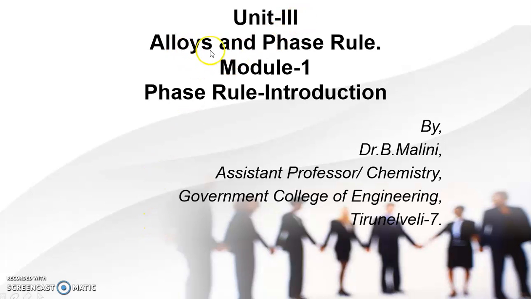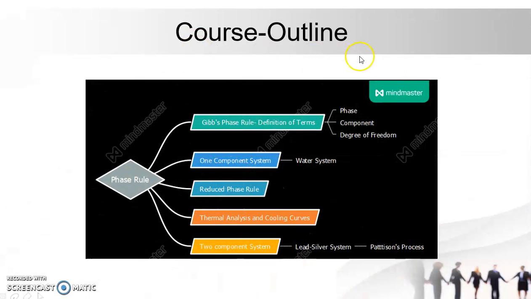This is Unit 3, Alloys and Phase Rule of Engineering Chemistry, CY 8151. In the first module, we learn about phase rule. This is an introductory session on phase rule. This is the content outline.